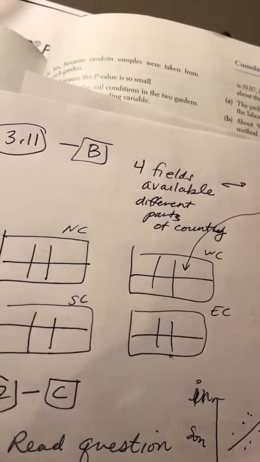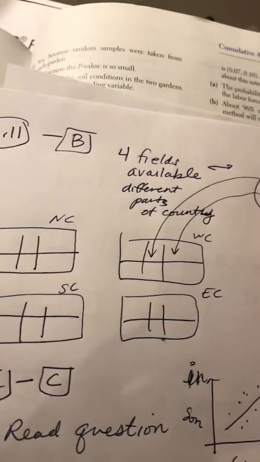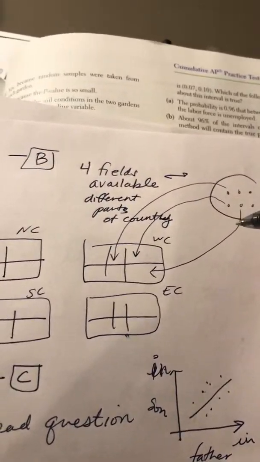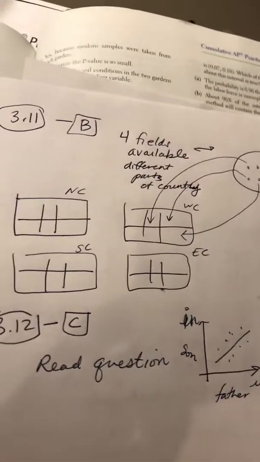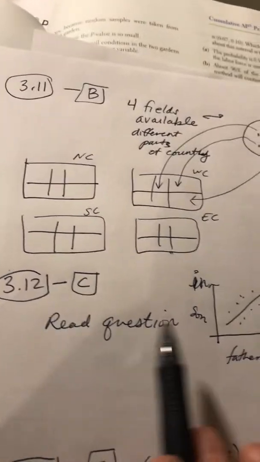So this is blocking. And again, what we're doing to these fields is planting seeds in them. So that is the treatment itself. Okay, and that's why B is the best answer. Okay, C. So I put on here a little bit of notes.